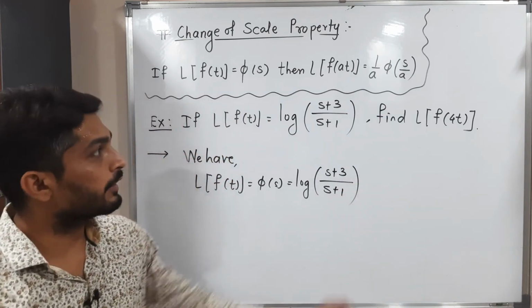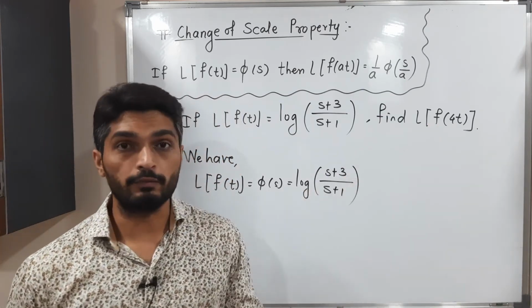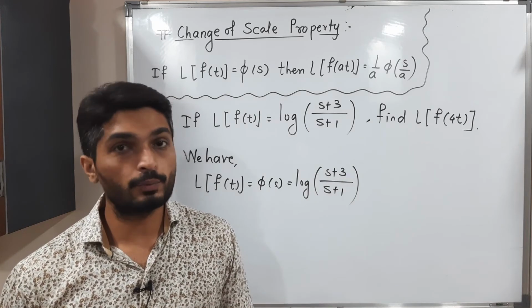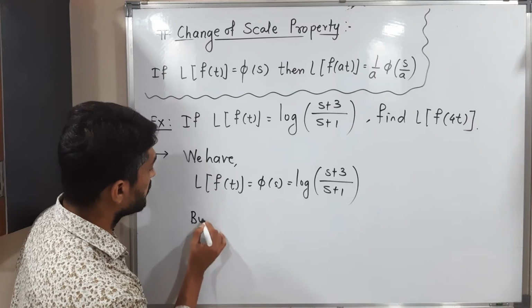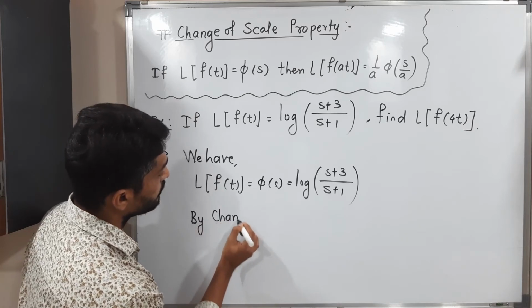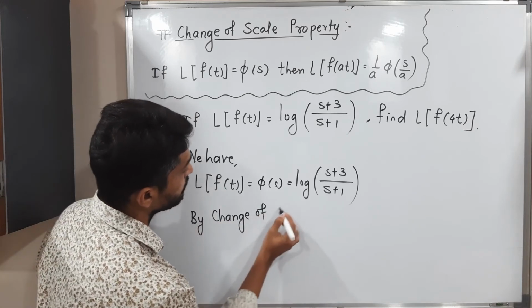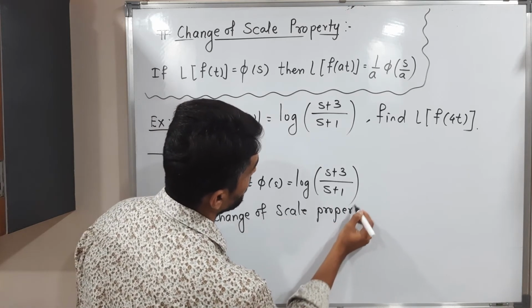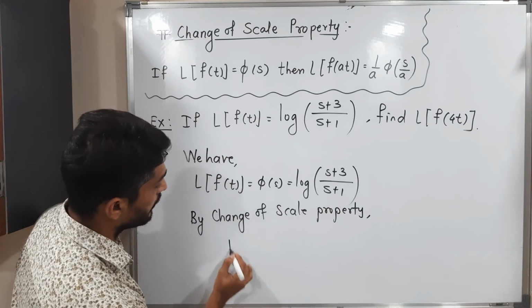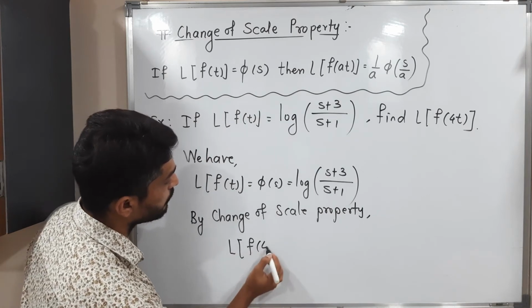And what we have to find? We have to find L of f of 4t. 4 is a multiple of t, right? So we have to use change of scale property. Let me write that, by change of scale property. See, what will you get by change of scale property? L of f of 4t.